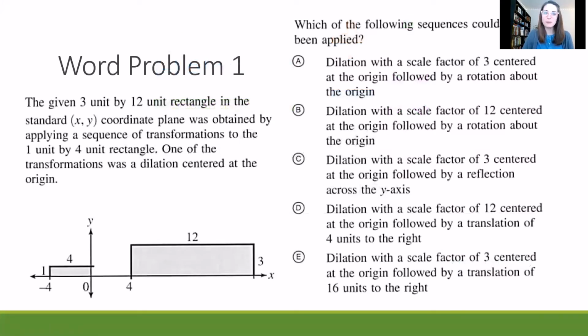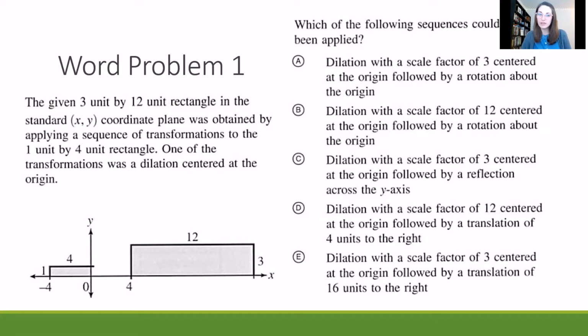So to start with word problem 1, it says the given 3-unit by 12-unit rectangle in the standard XY coordinate plane was obtained by applying a sequence of transformations to the 1-unit by 4-unit rectangle. One of the transformations was a dilation centered at the origin. Okay, so starting with that information, we have a lot to talk about.